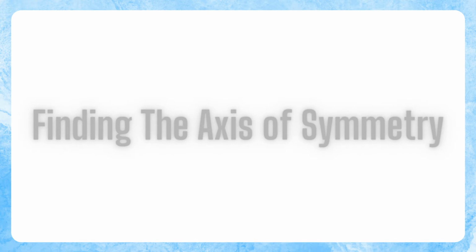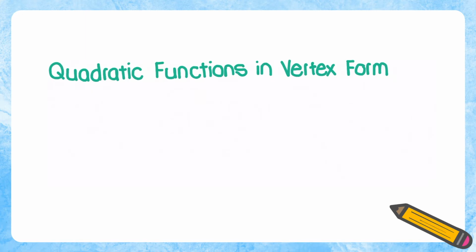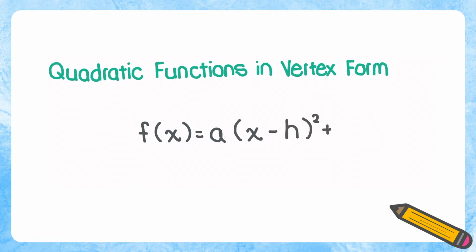Before, we focused on finding the axis of symmetry of quadratic functions in standard form, but today let's take a look at how to find the AOS of quadratic functions written in vertex form. So the vertex form of quadratic functions is f of x equals a times x minus h quantity squared plus k. So how do we find the axis of symmetry from here?